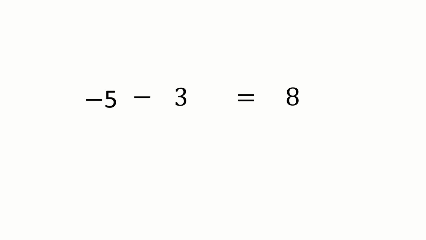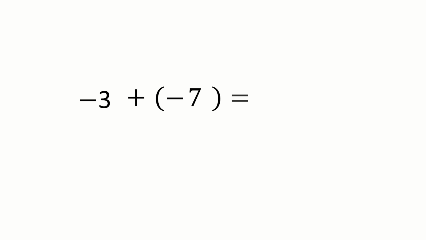Now, which number is bigger? 5 or 3? The answer is 5. What operator is in front of 5? It's a negative, so our final answer is going to be a negative 8. All right, let's try again. Negative 3 plus negative 7.